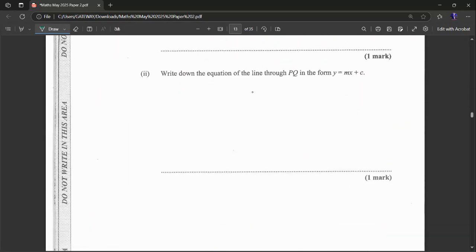Now they say to write down the equation of the line through the line PQ. Write down the equation of the line through PQ in the form y is equal to mx plus c, the general equation.